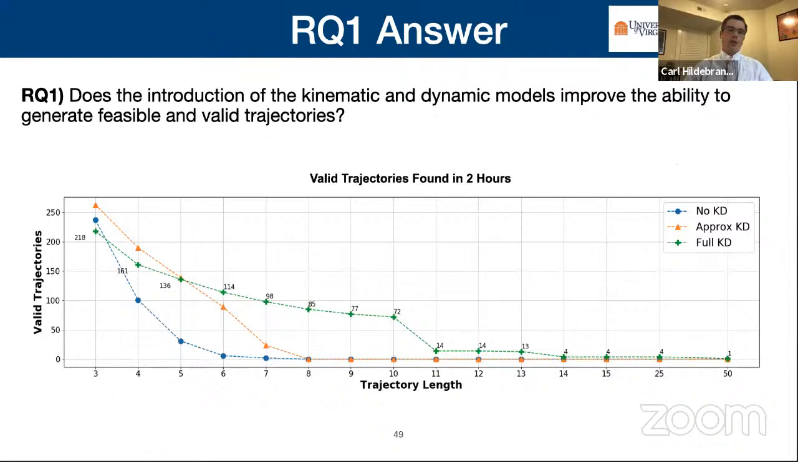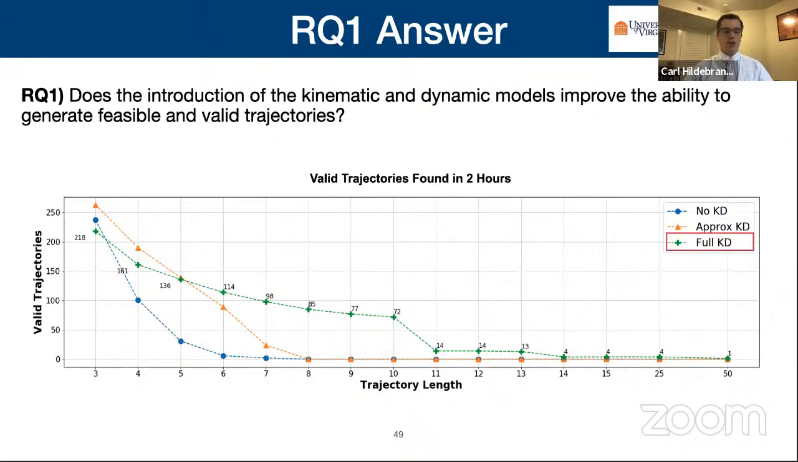So to answer the first research question, we ran our experiment to see how many physically valid trajectories were generated in the set time as we varied the length of the trajectory. We generated trajectories using three different techniques. The first technique used no kinematic and dynamic model, and the results are shown in the blue line with the circle markers. The second technique used an approximated kinematic and dynamic model that approximates the reachable set using the quadrotor's maximum velocity. And the final technique used the more expensive and accurate full kinematic model.